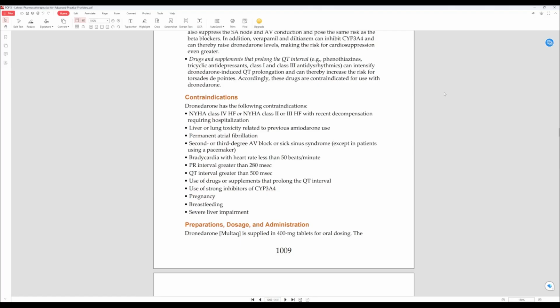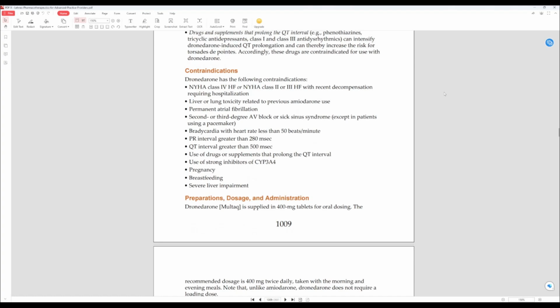Bradycardia with a heart rate less than 50. A PR greater than 280 ms, a QT greater than 500 ms, the use of drugs or supplements that would prolong QT intervals, the use of strong inhibitors of CYP3A4. Again, if you're pregnant, breastfeeding, or have severe liver impairment, do not use this medication.